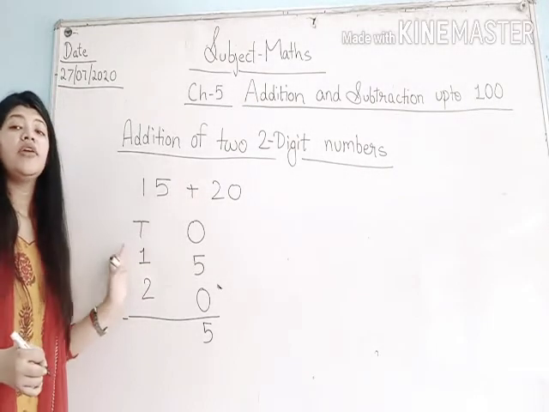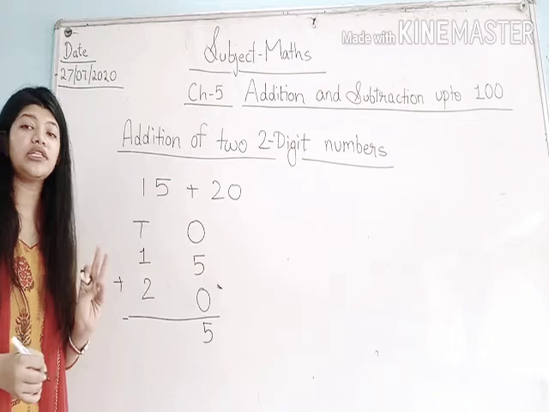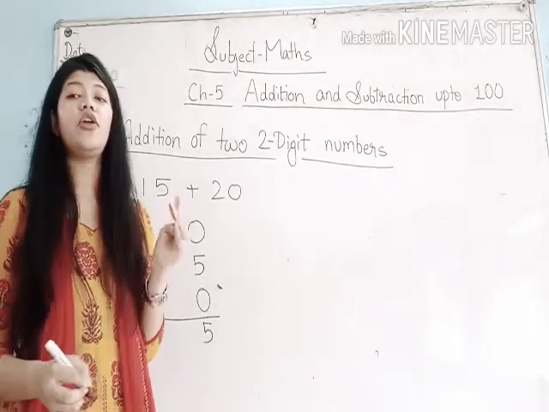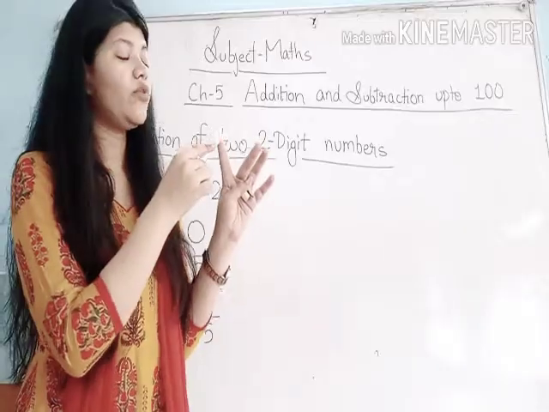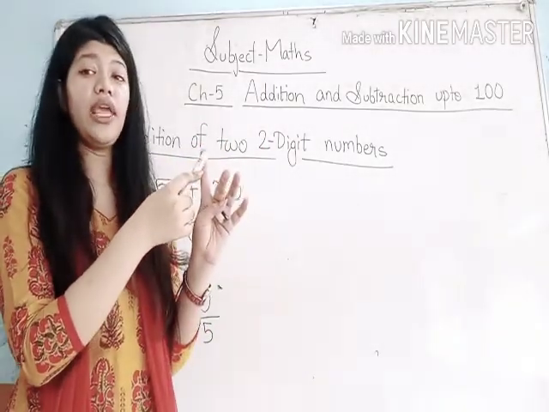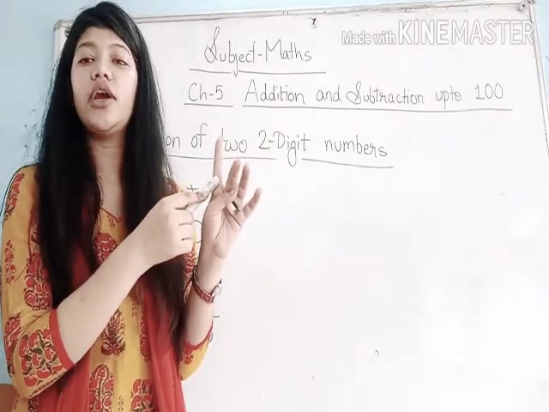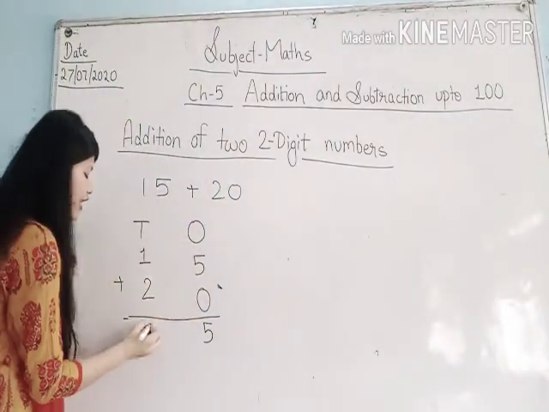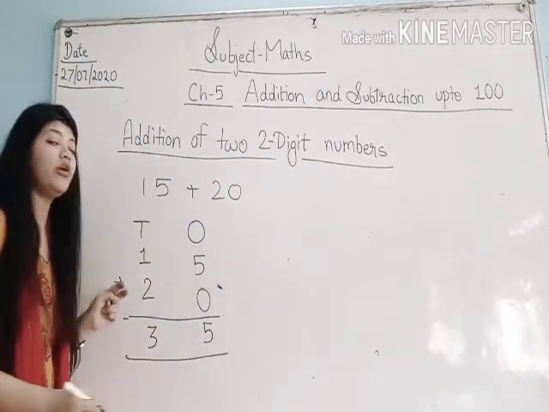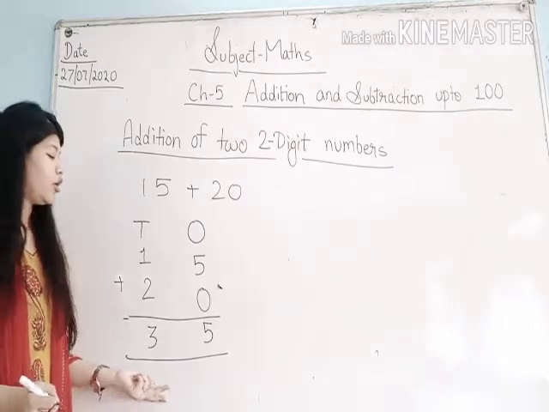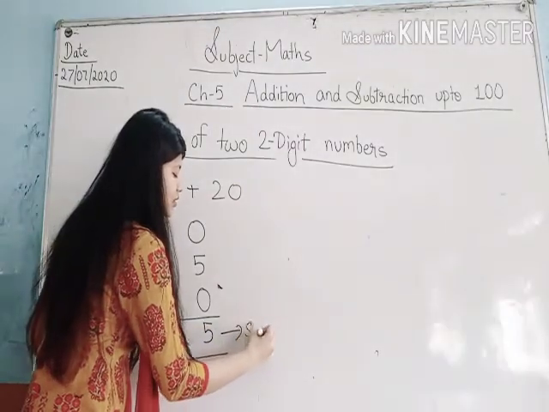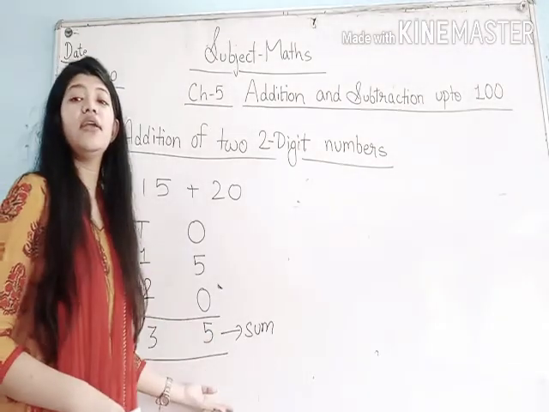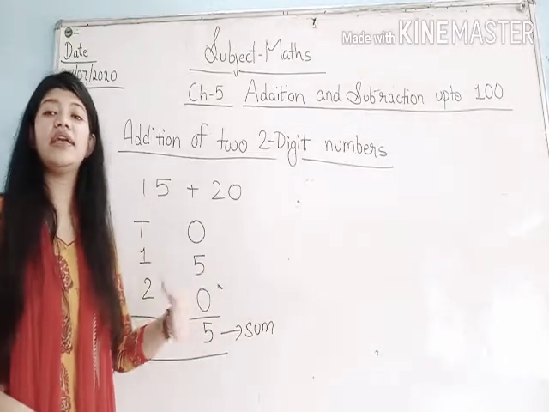Now in the tens column there are two digits, 1 and 2. What we got as answer? 1, 2, 3. So we will write 3 under the column of tens. Clear? So what we got as answer? 35. Now students, let's learn adding the same numbers in the next way.